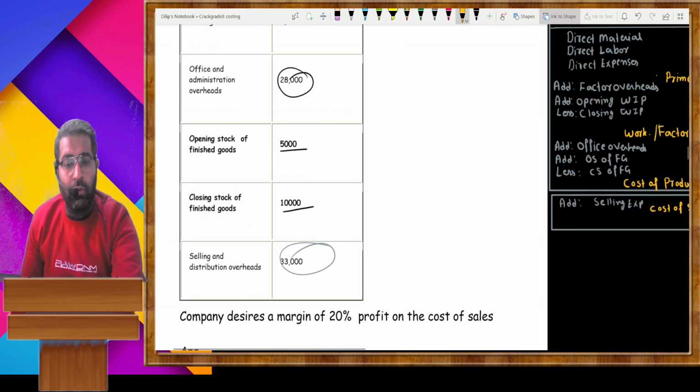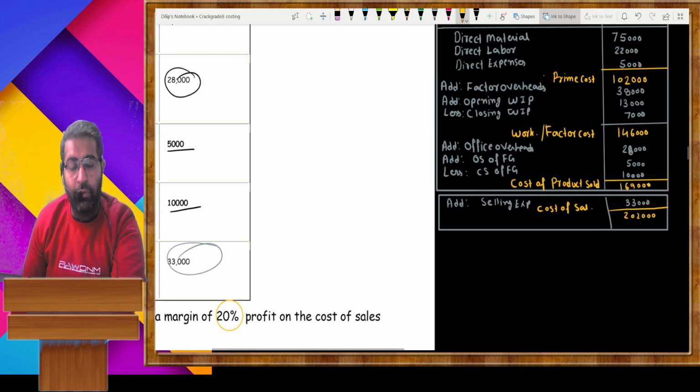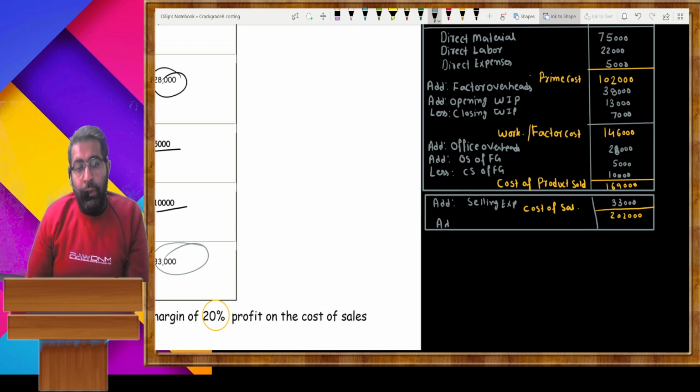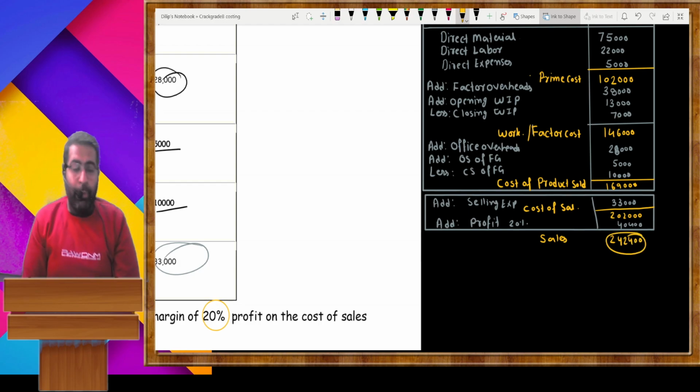In the question, profit is also given, that there is a profit of 20%. So add the profit 20%. Add profit. How much? 20%. Approximately 40,400. With 40,400 we will get the value of sales. That is 2,42,400. So by the help of this we'll get the value of sales.